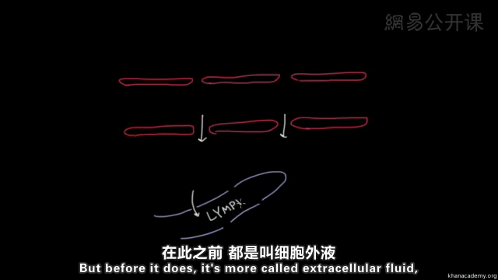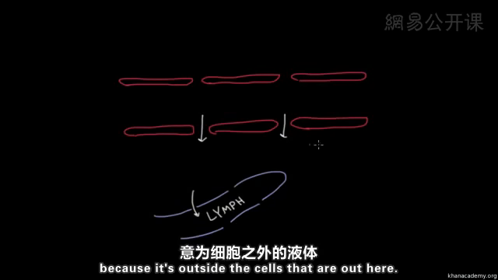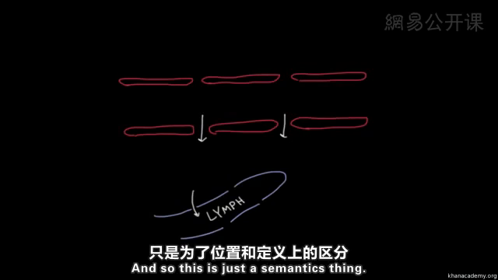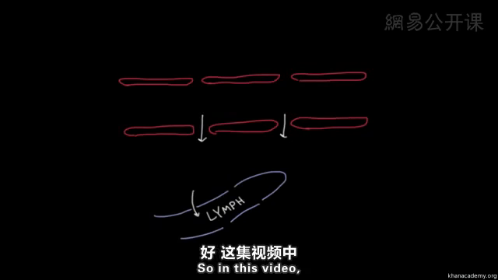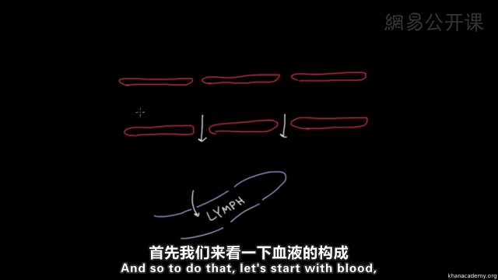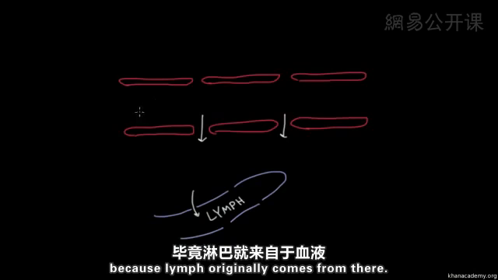But before it does, it's more called extracellular fluid because it's outside the cells that are out here. But really the composition is the same, and so this is just a semantics thing. But so in this video, let's try to figure out exactly what lymph is made of. And to do that, let's start with blood, because lymph originally comes from there.